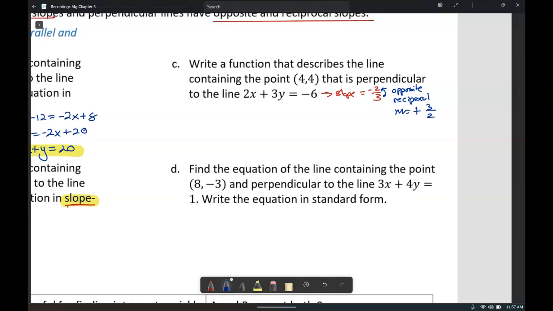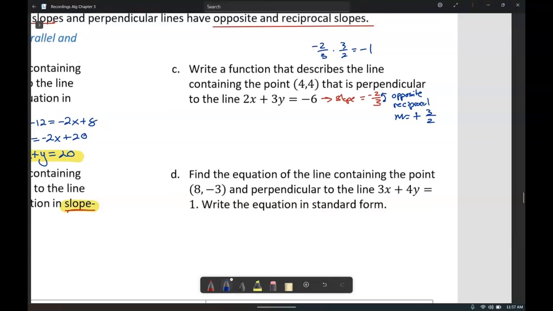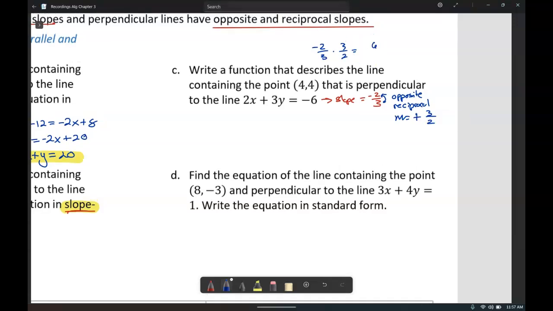And we can check that they're perpendicular because the product of their slopes should equal -1. And in this case it does, because it's negative 6/6, which equals -1. So we're going to use the slope 3/2 for this new equation, and we're using the same point as we had before. So y minus y1 equals m times x minus x1. We still have y minus 4, but now we're using the slope 3/2 so that it's perpendicular to our line.